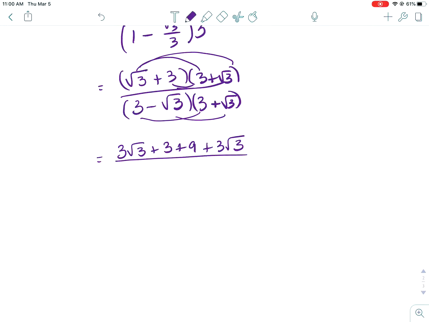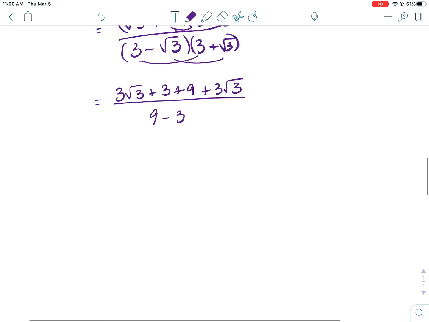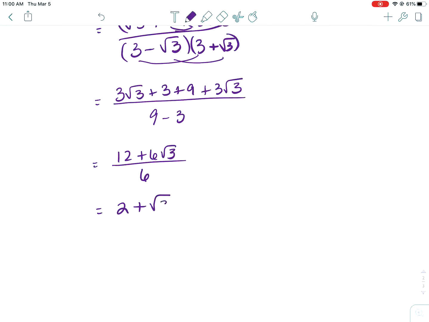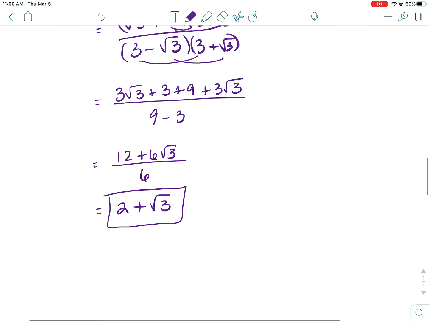All right, and then in the denominator, we can do the shortcut distributing. This should look super familiar. And then combine our like terms, and we're going to reduce. All right, any questions on that?